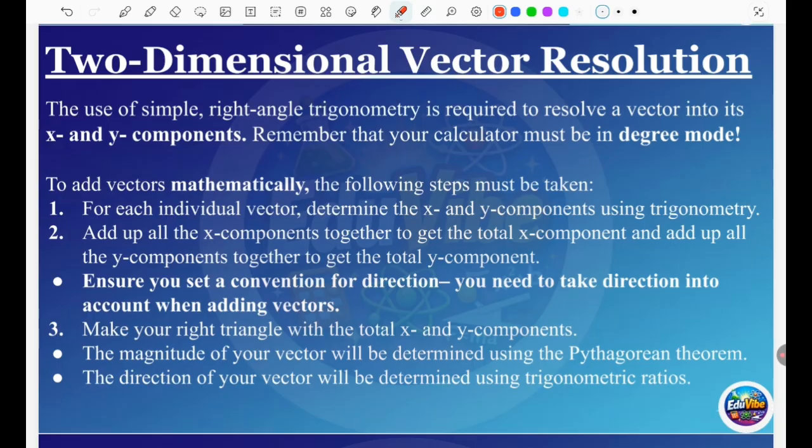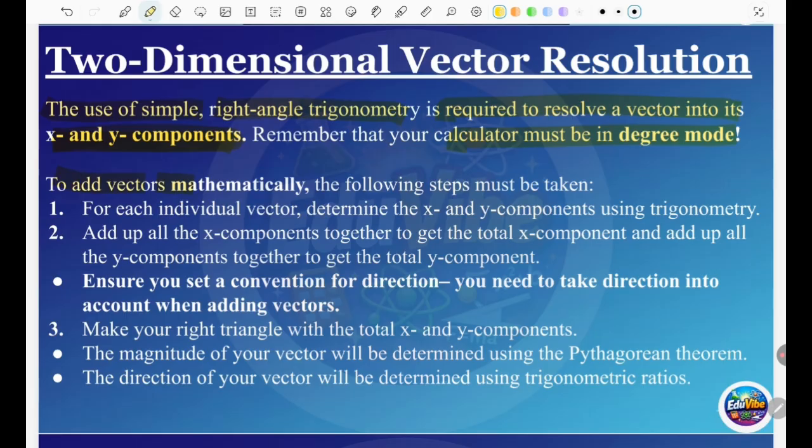Firstly, there are some rules to follow. The use of simple right angle trigonometry is required to solve the vector into its x and y components. In the previous lesson, in the right angular questions, we did the x and y directions. We follow the directions where the vector goes, then we make the vector diagram. In this, we focus more on the x and y components. We must be in degree mode, but no doubt we were also in degree mode in the previous lesson when we found the angle.